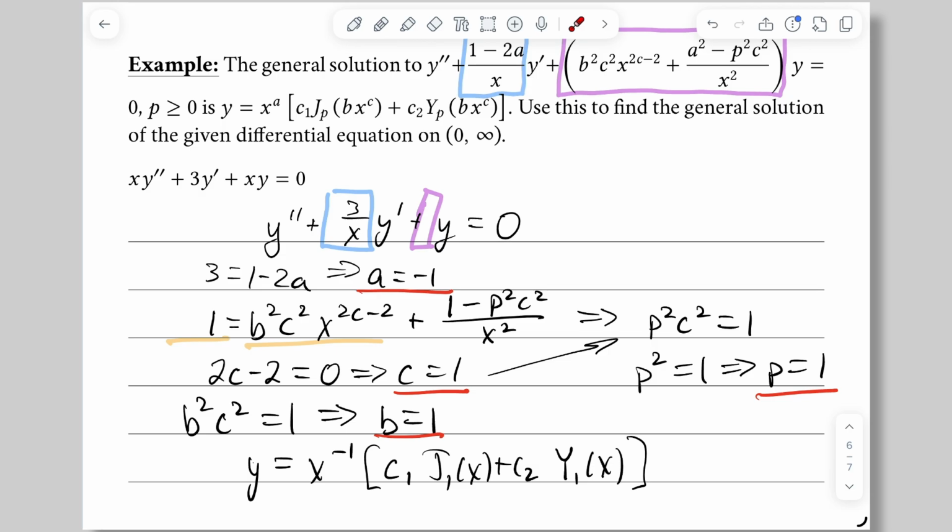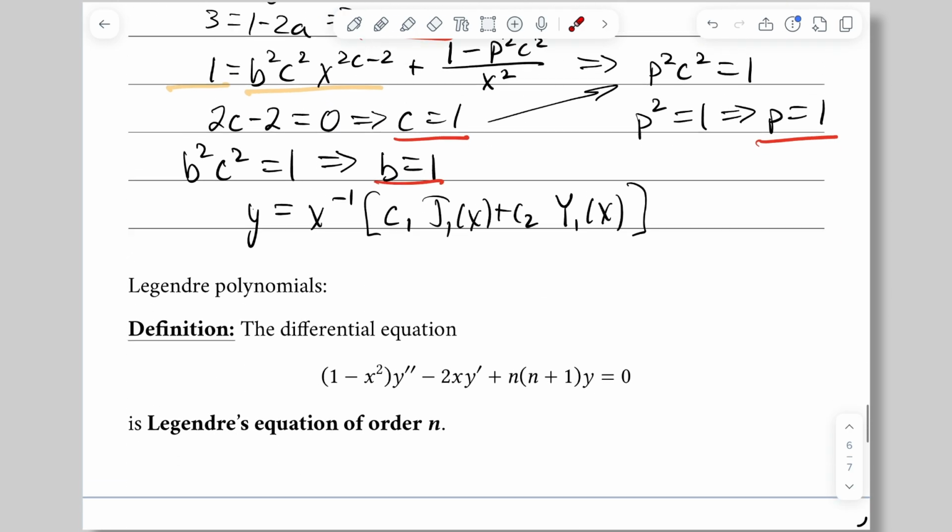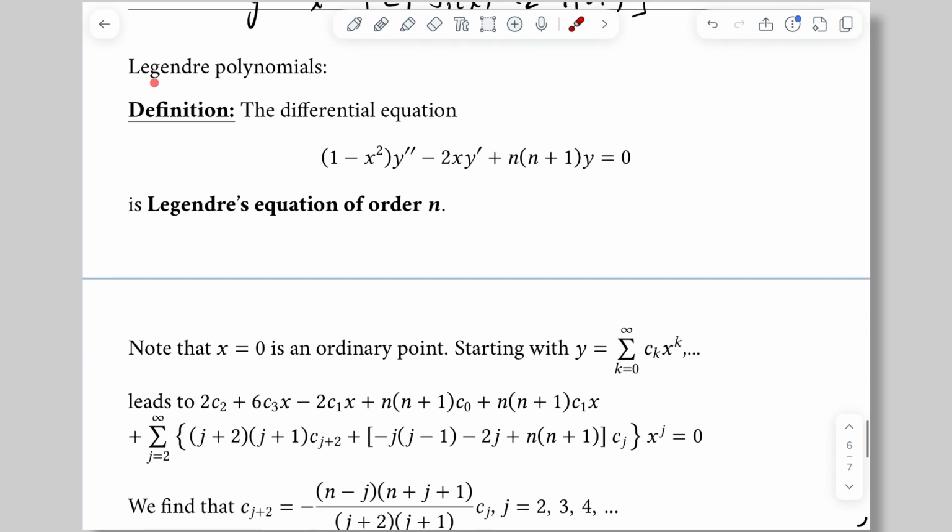That's as much work as we're going to do in this lesson, but I do want to round it out with something called Legendre polynomials. We have a form of differential equation. It is 1 minus x squared, that quantity, times y double prime, minus 2xy prime plus n times the quantity of n plus 1 y is equal to 0. This is something called Legendre's equation of order n.